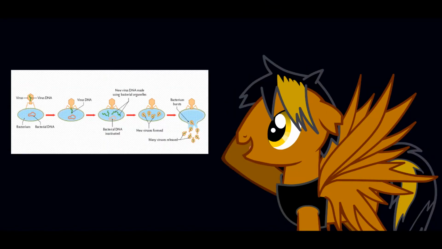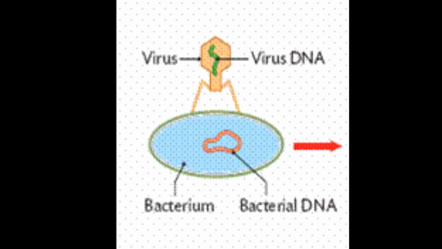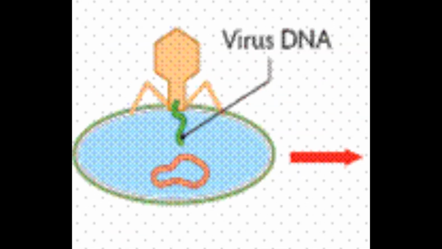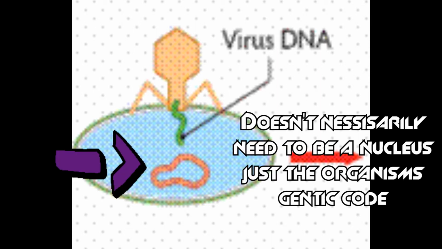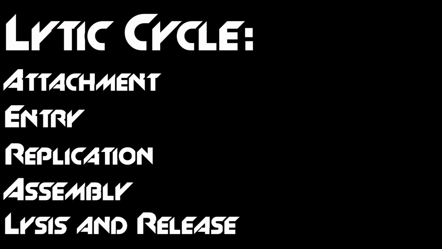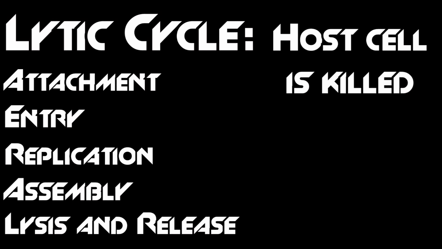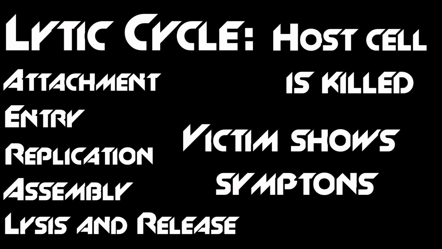Now to the good stuff. Here is a general view of the attachment and entry process. Here we see the virus comes close to the cell membrane and attaches itself with its leg-like structures. It then proceeds to pump its genetic code through its tail and then the cell's membrane, getting closer to the nucleus of the cell. A bit more specific here with the lytic cycle. The basic listing for the lytic cycle would be attachment first, entry next, followed by replication, assembly, and carrying out with lysis and release. This kind of cycle is where a host cell is killed and the victim shows symptoms.